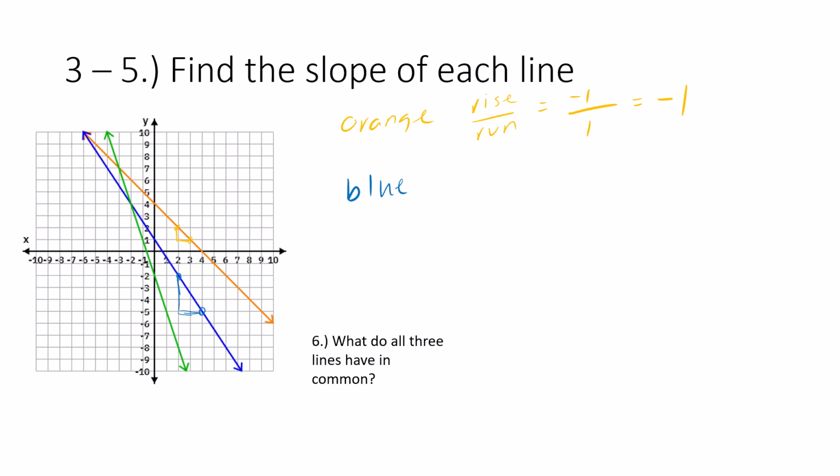So I see right there. And again, we're doing rise over run. So it looks like I go down 1, 2, 3 and right 2. So the slope is -3/2. And looking at our green line.